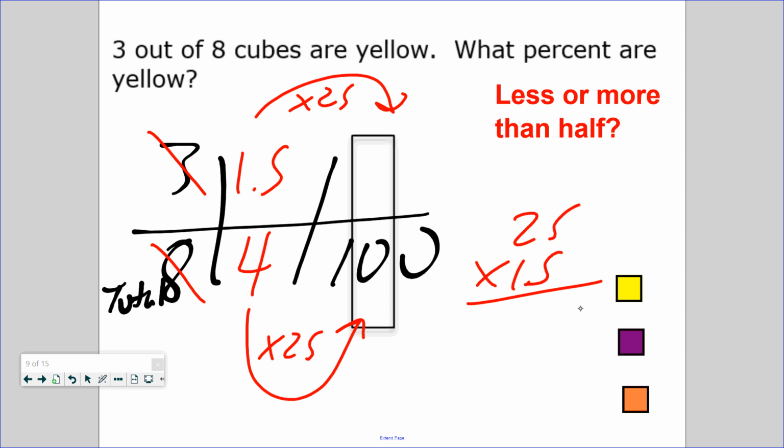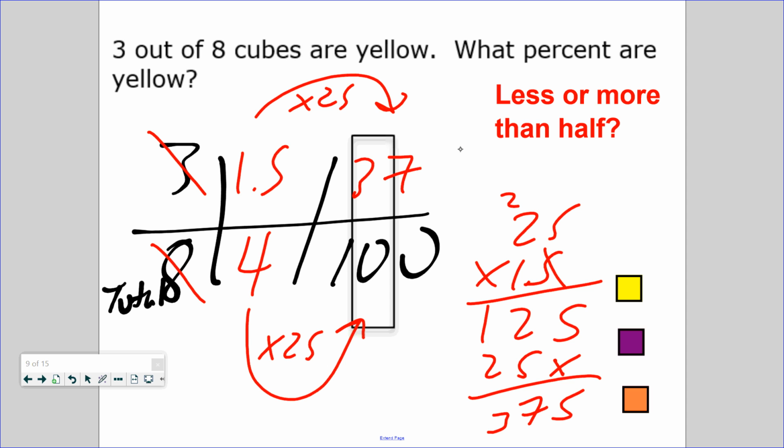5 times 5 is 25, 32. 5 times 2 is 10, plus 2 is 12. 1 times 5 is 5. 1 times 2 is 2. It is 375. But how many numbers are behind it? 1. So it's 37.5%.